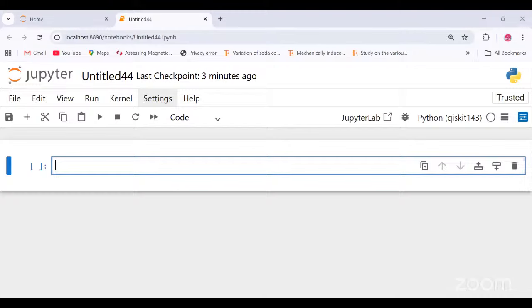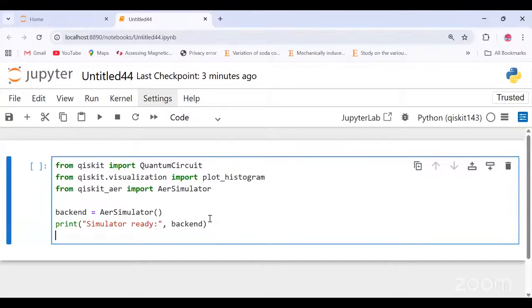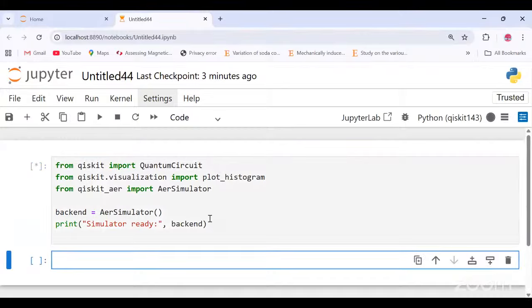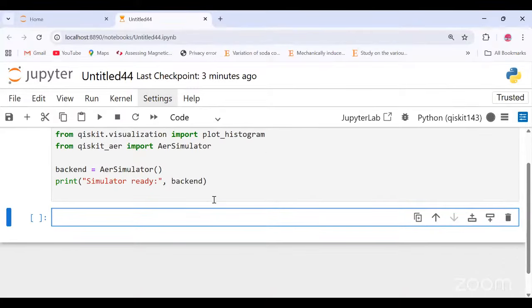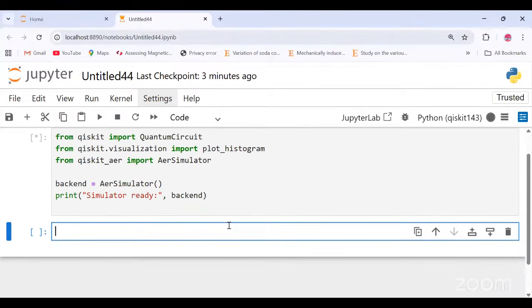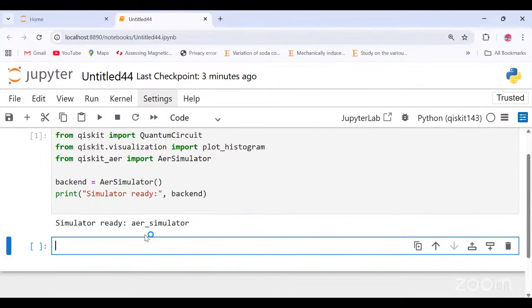So we are beginning this quantum programming. I'm first importing. We have to import everything. We have discussed these things. Yes, so the simulator is ready now. Okay, so now what we have to do.